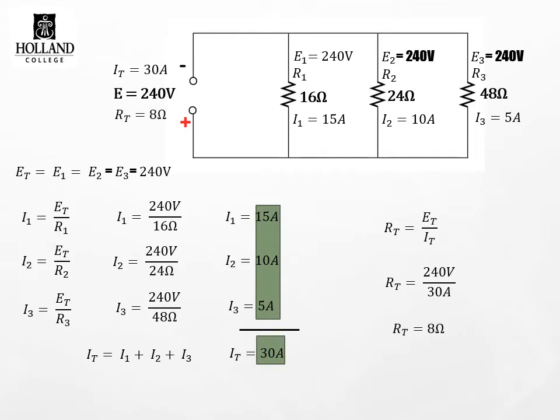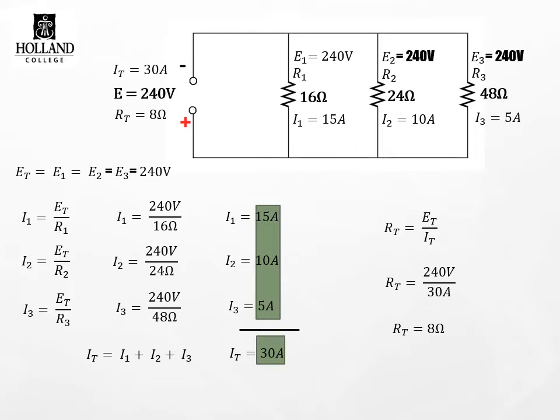Since we have the total current and the total voltage, we can calculate what the voltage source is going to see as a total source load or resistance, where RT is equal to ET over IT, or 240 volts over 30 amps. So the source thinks it's supplying an 8 ohm load. And according to our observations earlier, the total resistance is less than any individual branch resistance.